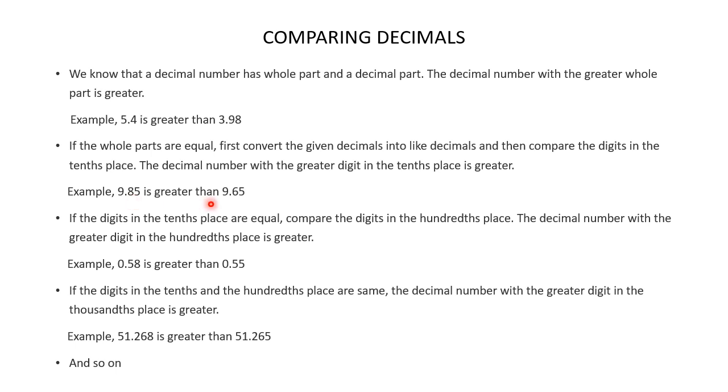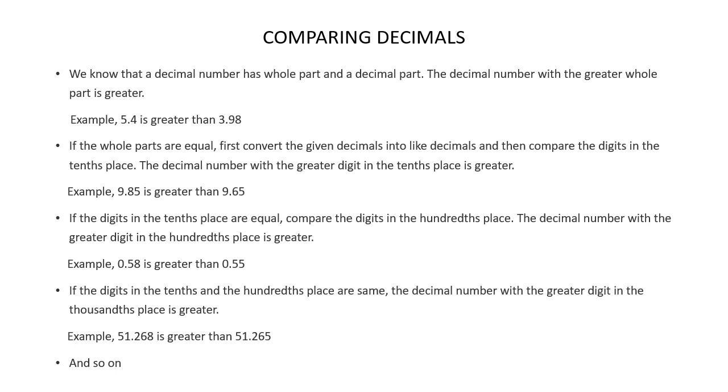Among these two numbers, here the whole number 9 is the same in both the numbers. So you have to consider the digit in the tenths place. In the tenths place, here we have 8 and here we have 6. Since 8 is greater than 6, 9.85 is greater than 9.65. Now if the digits in the tenths place are equal, then compare the digits in the hundredths place. The decimal number with the greater digit in the hundredths place is greater.